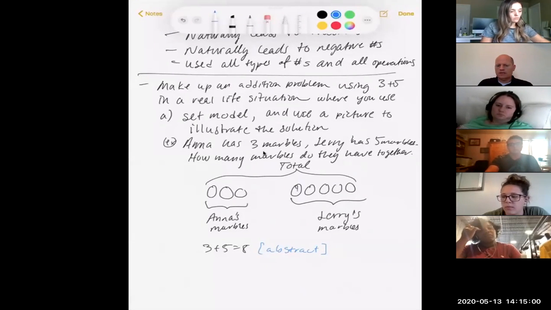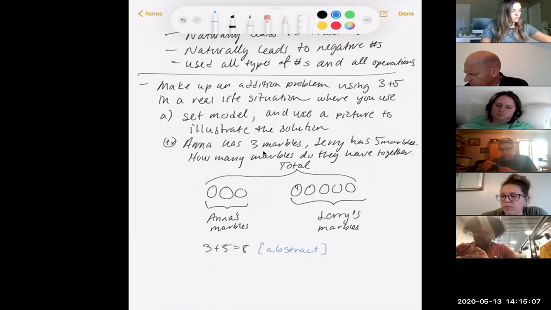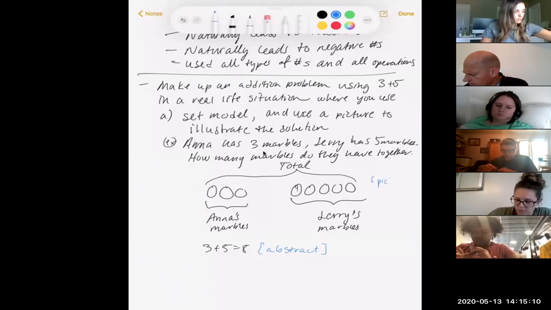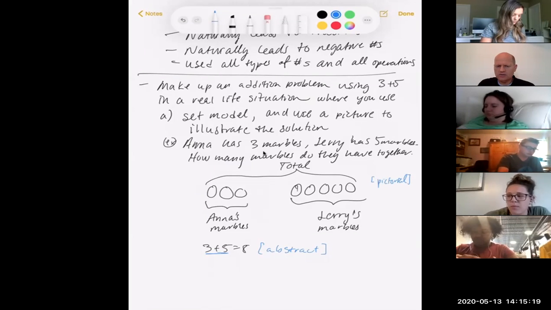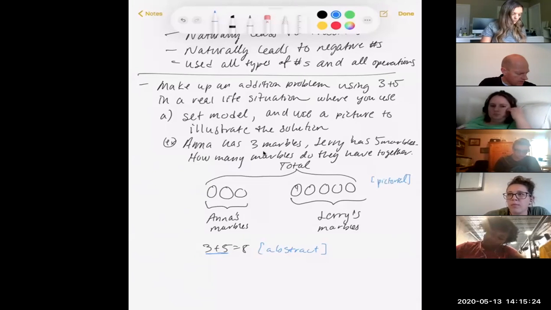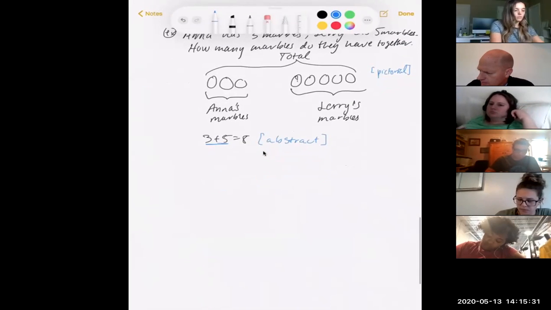So we started the record again. Different levels of abstraction. We can use real marbles for concrete. We can have this drawing here for the pictorial level, and then the numbers are for abstract. A lot of times we just focus on the process and not necessarily the answer. So the process of adding two numbers together and combining them. Now that was the set model. We're going to do the measurement model. So that's the next part here.